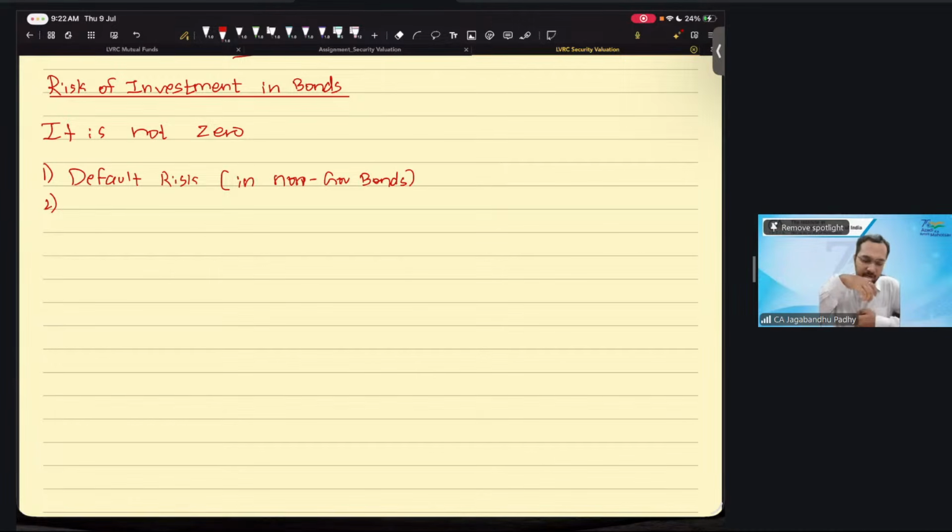But there is a risk which is there even in government bonds. There is a risk which is there even in the government bond, and that is called interest rate risk.